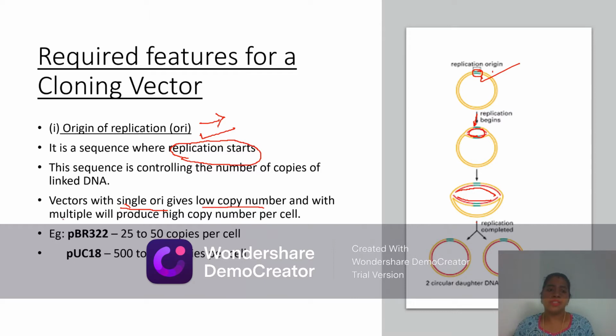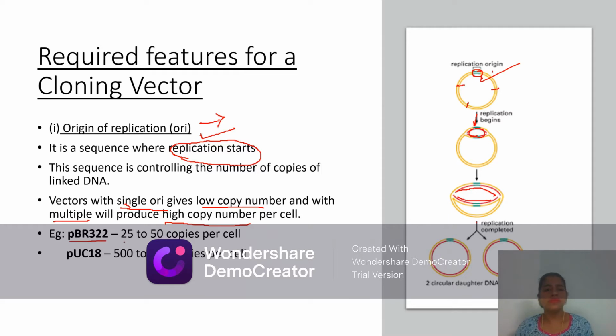Suppose the vector has multiple origin sites instead of one. What is going to happen? It will produce a high copy number per cell. Understand? Here only one is there, so it will give low copies. Here also one origin is there, but where there are multiple origin sites, it will give multiple copies of the DNA you have inserted. It will multiply very fast and produce a high copy number per cell.